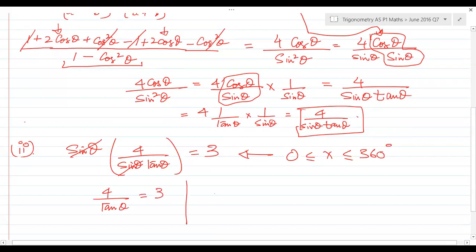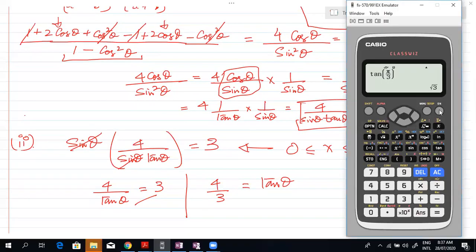Then I just cross multiply the 3 and the tan theta, switching the places. So the tan goes over here. So tan theta is equal to 4 over 3. Now if I just quickly use the calculator, it has to be in degree mode. So shift, number 2, number 1, I'm selecting degree. Now my calculator is in degree mode.